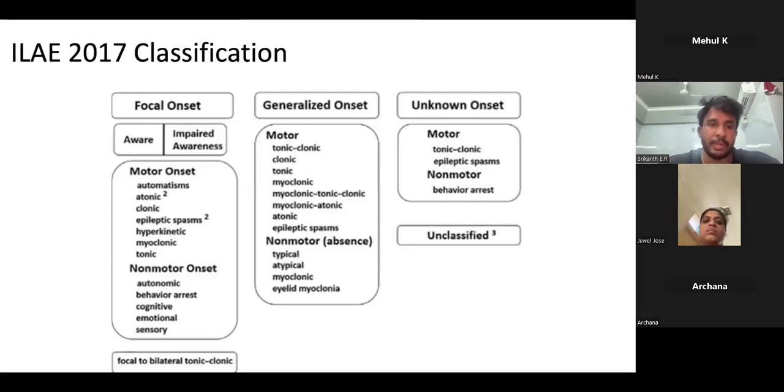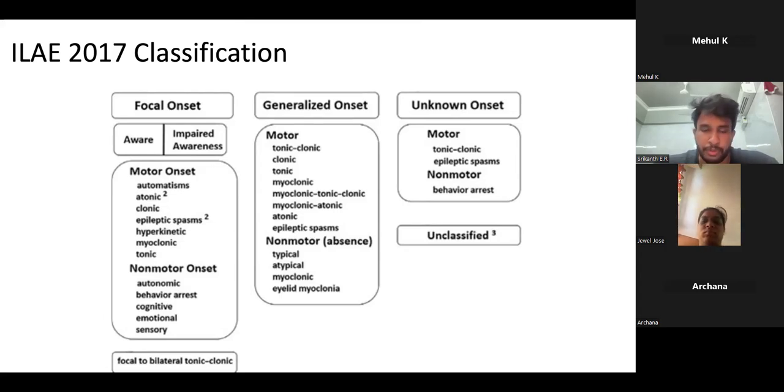If you look at the ILAE 2017 classification, you're broadly classifying them into 4 types. You are saying focal onset, generalized onset, unknown onset, and unclassified. And each of these is divided into motor or non-motor. And focal onset seizures, you're further dividing them into aware and impaired awareness. So previously, what you used to call simple partial seizures, now you would call focal aware seizures. If you were calling previously complex partial seizures, you will call them focal seizures with impaired awareness.